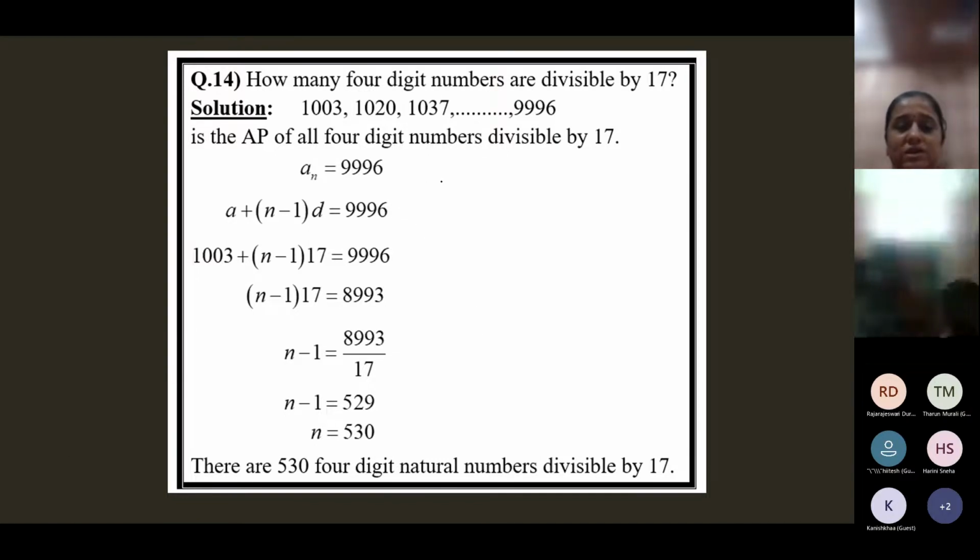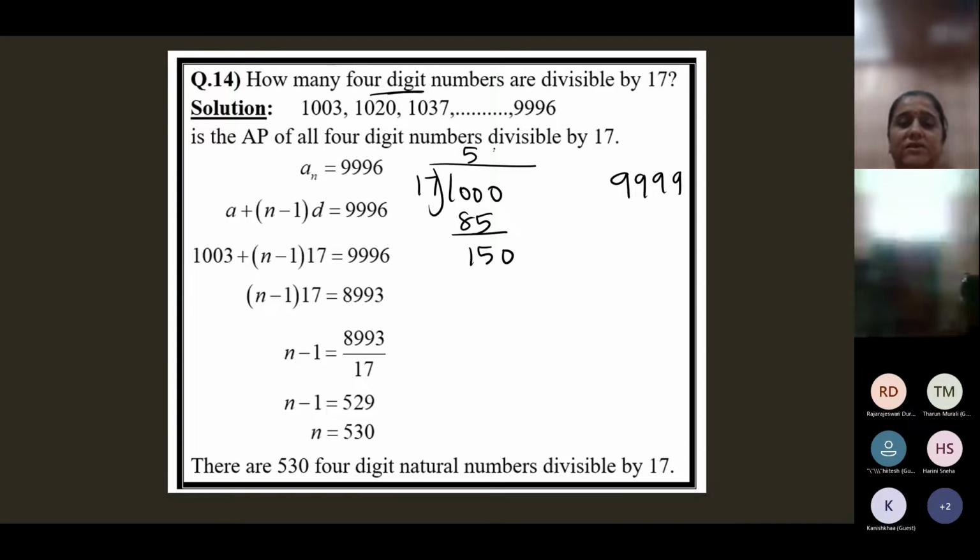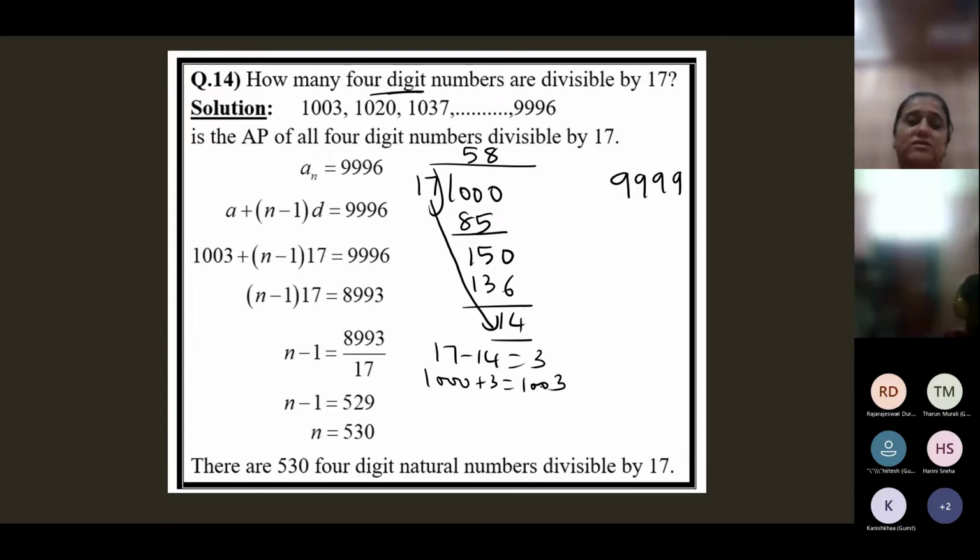Let me do the division again. Because it's 4-digit, take 1000. Divide. 17 5s are 85, 15, 17 8s are 136, 14 is the remainder. Method 1 is 17 minus 14, 3. 1000 plus 3, 1003. This is the first 4-digit number divisible by 17.